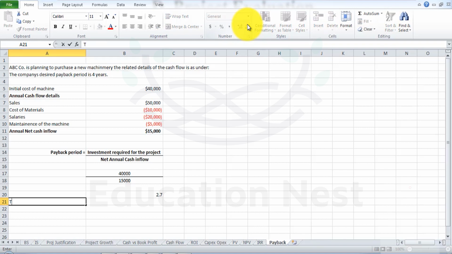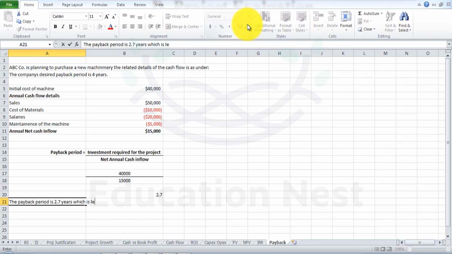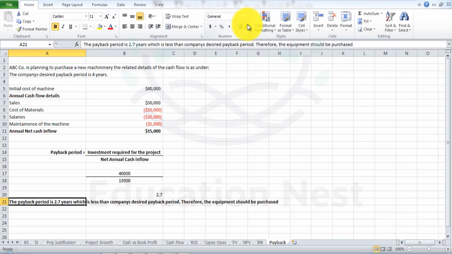So to conclude, the payback period is 2.7 years, which is less than the company's desired payback period. Therefore, the equipment should be purchased. Okay, so that was all about payback period. As easy as it could get, guys. There can be nothing simpler than this one project evaluation technique.